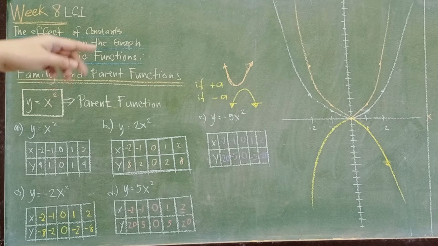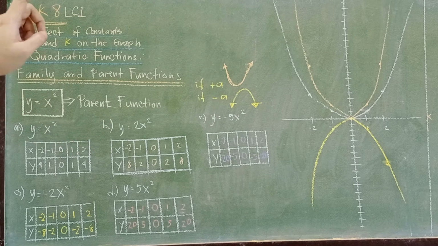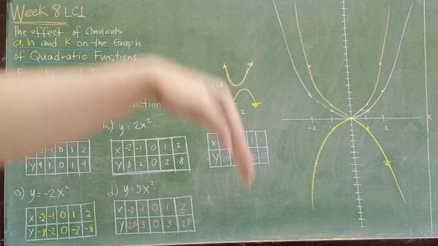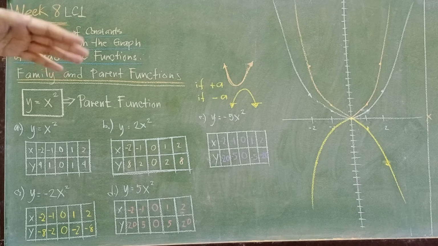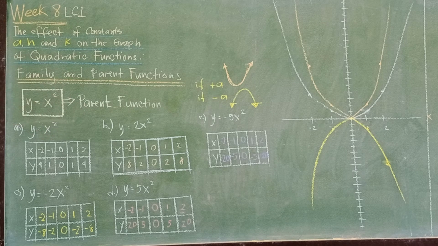Kapag positive yung A, yung graph niya pataas. Kapag negative yung A, yung graph niya is pababa. Nag-open pababa. Na-discuss natin yan sa mga previous video. So, kapag yung A mo positive, meron kang vertex na minimum point. Kapag yung A mo is negative, meron kang vertex na maximum point.